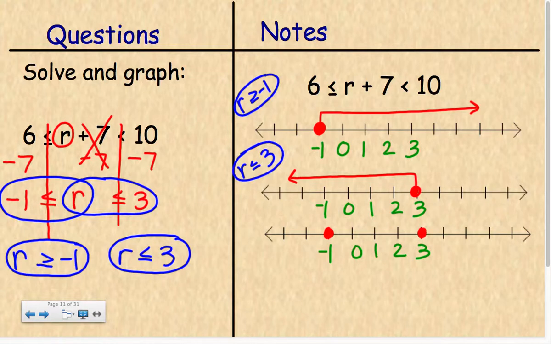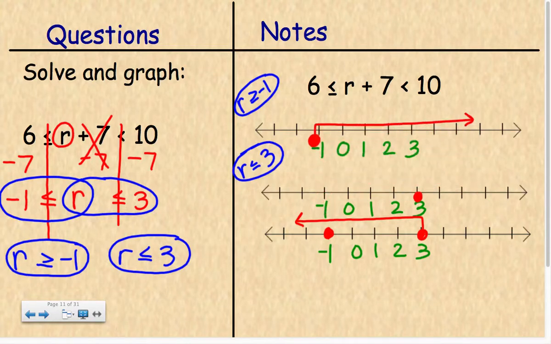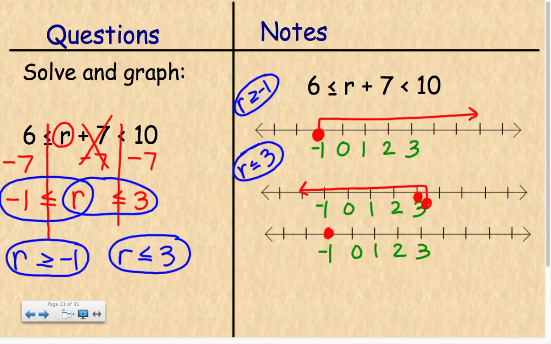Now I have to look at what numbers are shaded on both number lines. Now if this helps you to visually see, I can move this one down and this one down. And where do my lines overlap? In between negative 1 and 3. So now if I bring these back up, I know I have to shade in between negative 1 and 3. This type of graph is an interval. That's all we're going to have today.